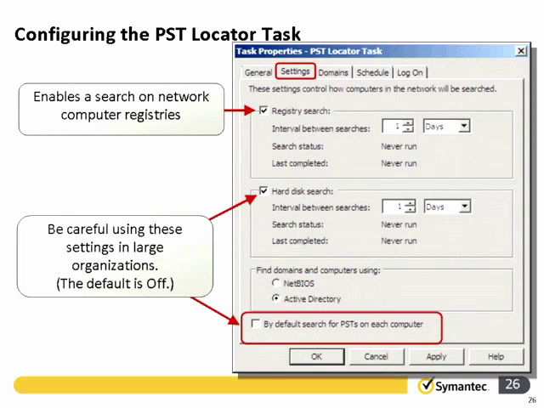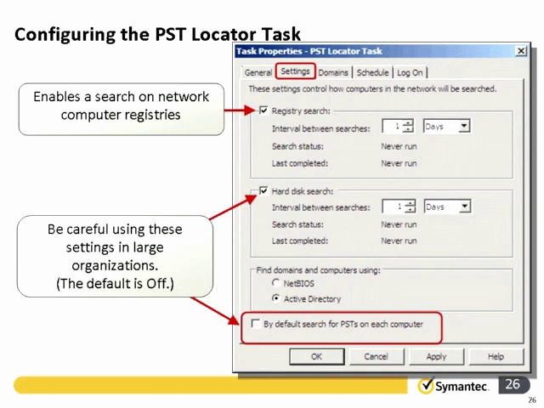You can also select the hard disk search functionality to be available. And if you do, you can specify again the interval between the times that you're going to go out and search the hard disks for the PST files. Then you also have the option of how you wish to find the actual domains and the computers. You can either use the NetBIOS calls or you can use Active Directory.